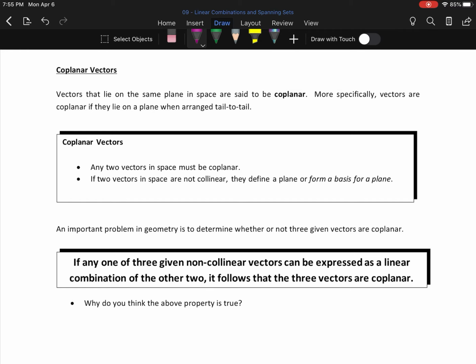And I mentioned this word before, and maybe you have to go to the other visualization video now to really be able to picture this. So I'll try and explain it out loud. Vectors that lie in the same plane are said to be coplanar. More specifically, vectors are coplanar if they lie on a plane when arranged tail to tail. If you have trouble visualizing a plane, just think of the desk or the table that you're working on right now. That's a plane. And if you took a pencil or 2 pencils and dropped them onto the desk, they would lay flat on there, and those could be 2 vectors that are in the plane. They're 2 vectors that are coplanar.